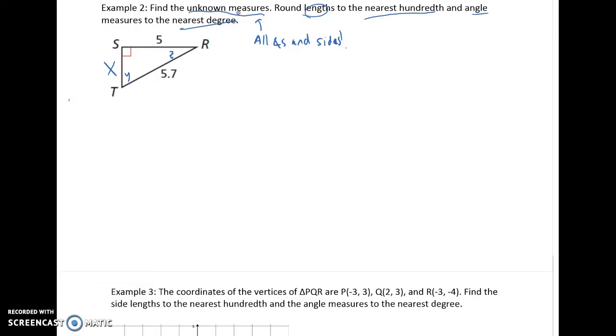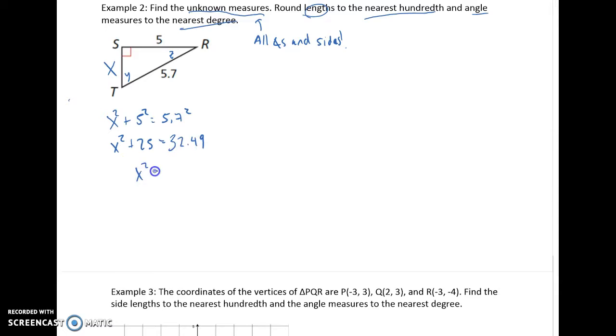I would personally do the Pythagorean theorem to find ST because x squared plus 5 squared is equal to 5.7 squared. So I didn't have to do sine, cosine, or tangent for that. However, you could once you find one of the angles, y or z. It's kind of up to you. All right, so going ahead and doing this, I get x squared plus 25 is equal to 32.49.